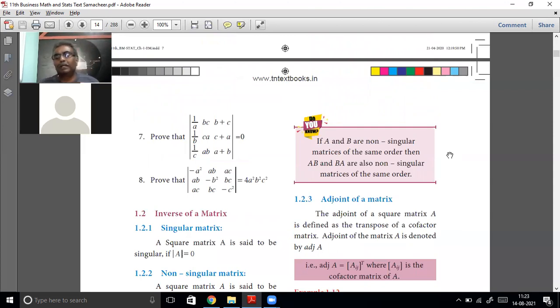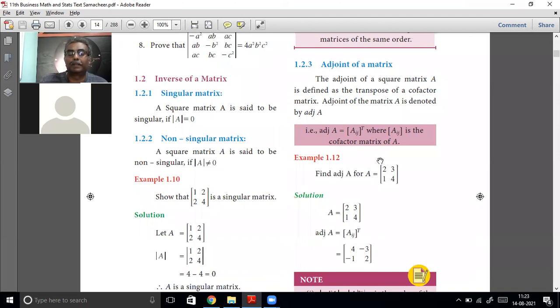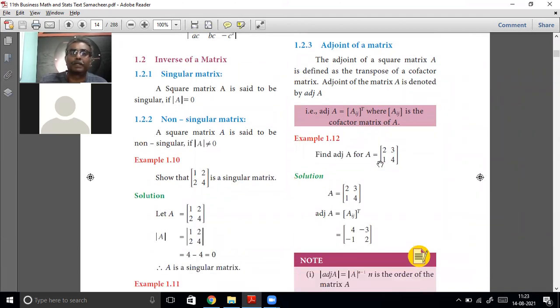Now he's telling one more thing which can be very useful at some point. If both A and B are non-singular matrices of the same order, suppose A is a 3 by 3 matrix, B is also 3 by 3, then both are non-singular, which means both separately have inverses. A inverse is there, B inverse is also there. Then AB and BA are also non-singular matrices of the same order, also 3 by 3. AB will have an inverse, BA also will have an inverse. You should remember that. It may be very helpful at some point.